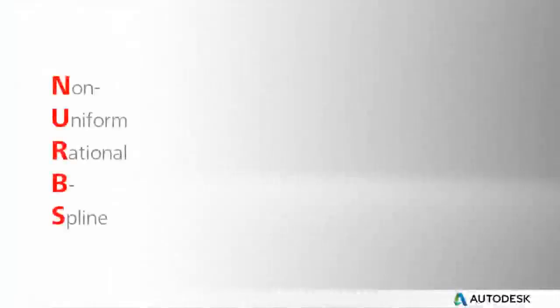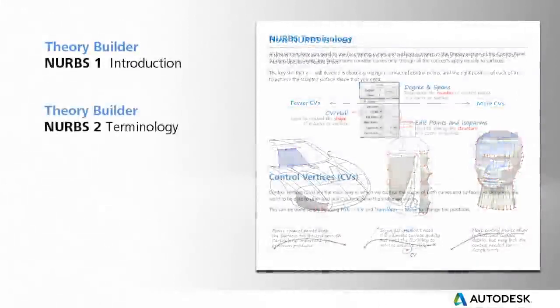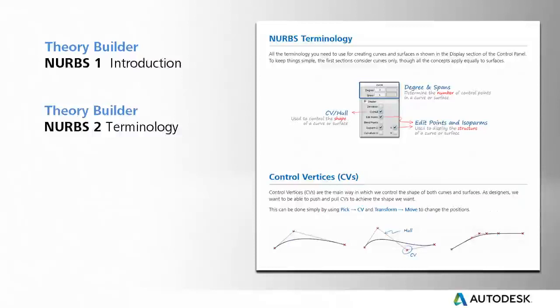So NURBS just stands for Non-Uniform Rational B-Spline Mathematics, which is the foundation of Alias modelling. And if you want to understand a bit more about NURBS, either before or after you do the tutorials, then take a look at the first 2 theory builder documents.